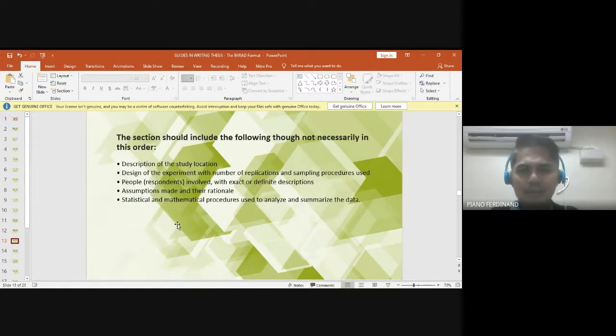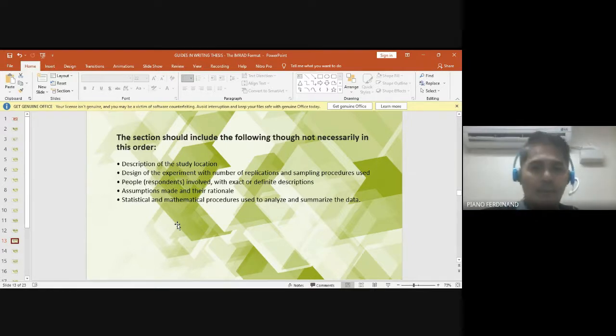Next. So ano po ba dapat ang mga karaniwang content ng materials and methods? Description of the study location or yung tinatawag nating scope and delimitation, no? Yung parang mga ganun. Okay, pwede rin yung mga significance of the study, pwedeng kasama din po dyan, no? Design the experiment with number of replications and sampling procedures used. Okay, so yung ginamit mo pong way para ma-determine yung mga respondents mo, yung justification, why do you consider them as your respondents, so on and so forth.